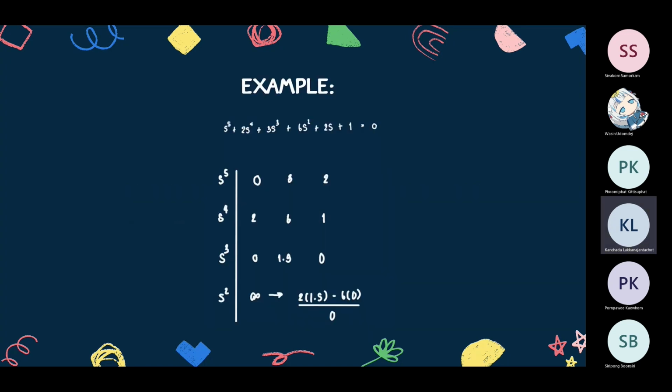As you see in this example, in the last line, the s to the power 2 row, the value of infinity occurs, which means we cannot calculate the next value anymore. So let's see the solution method.